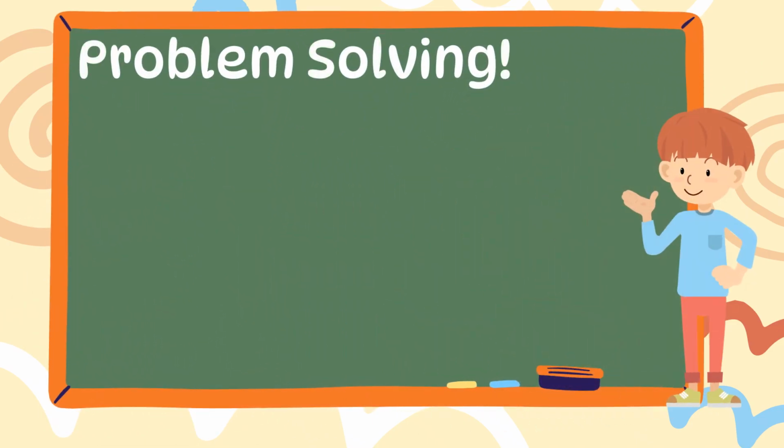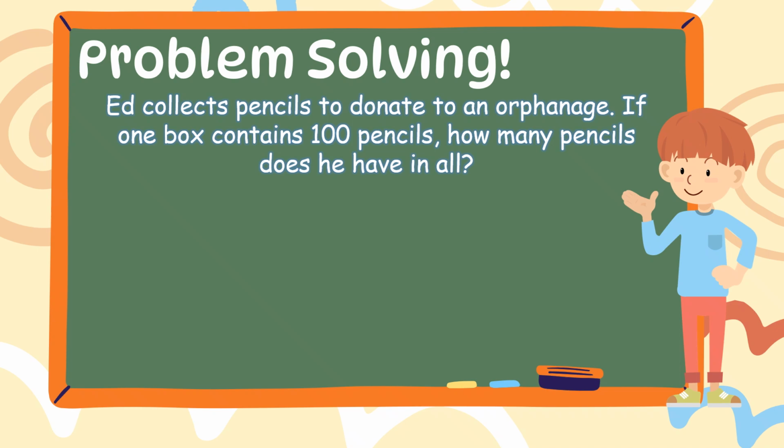So let us now try to solve this problem. Listen. Ed collects pencils to donate to an orphanage. Okay, what is an orphanage? An orphanage is a place wherein children who do not have any more families, do not have any more parents, live. And there is someone managing them. So, if one box contains 100 pencils, how many pencils does he have in all?